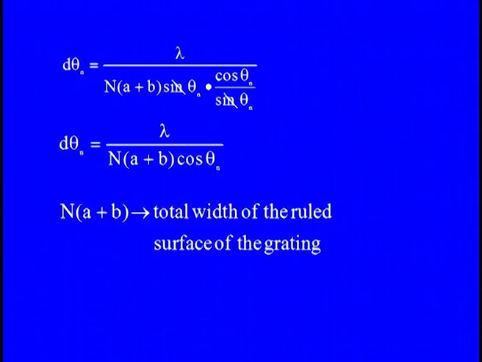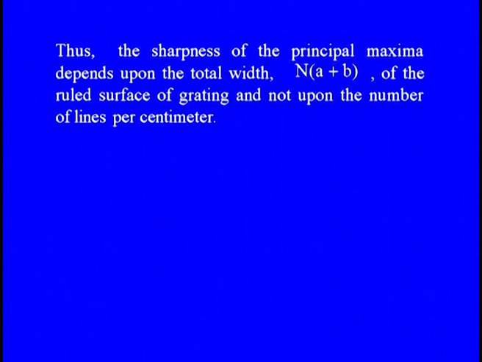Now, here capital N into (a + b) is the total width of the ruled surface of the grating. Thus, the sharpness of the principal maxima, that is a smaller value of dθn, depends upon the total width N(a + b) of the ruled surface of the grating and not upon the number of lines per centimeter. Now, I am going to describe how gratings are fabricated for laboratory use.